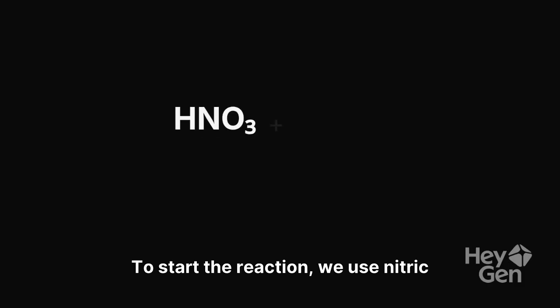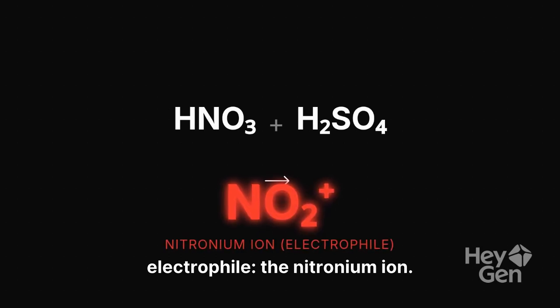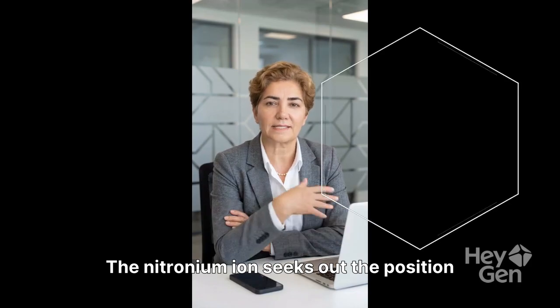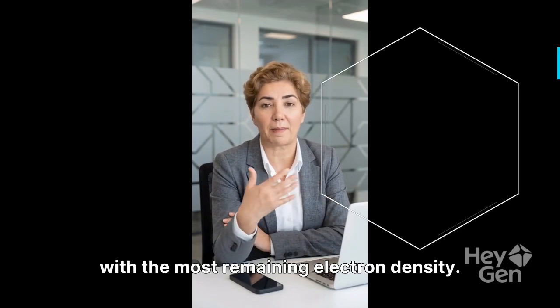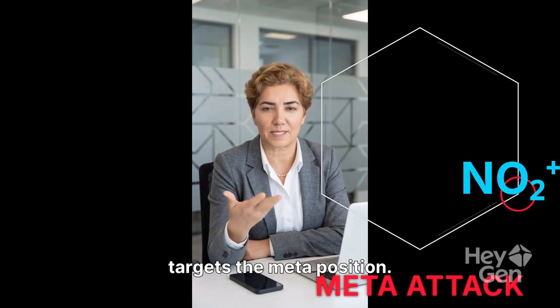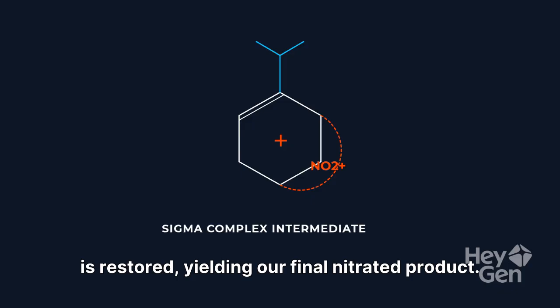To start the reaction, we use nitric and sulfuric acid to generate our powerful electrophile, the nitronium ion. The nitronium ion seeks out the position with the most remaining electron density. Since ortho and para are deactivated, it targets the meta position. A temporary sigma complex forms before aromaticity is restored, yielding our final nitrated product.